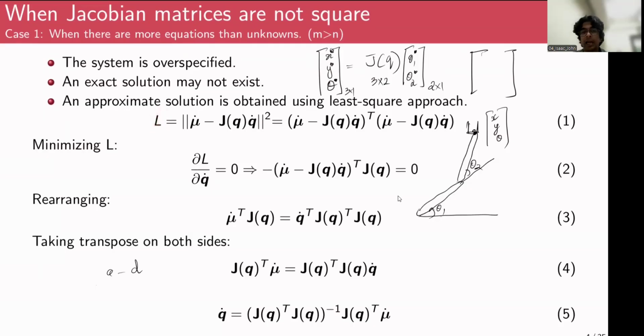We denote it as L, which is basically a scalar. It's not a vector anymore. It's a scalar because it's a distance. We are trying to minimize the distance between mu dot and J of Q multiplied by Q dot.